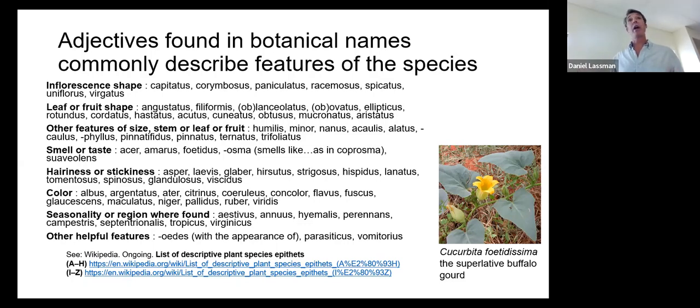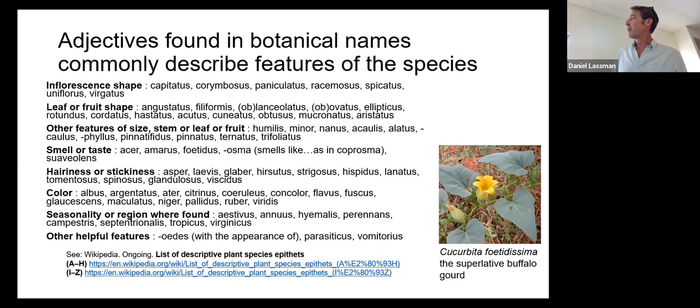And a lot of words describe hairiness. If you know a lot of words that describe hairiness or roughness or stickiness: viscidus means viscid, glandulosus means glandular. Levis, a common word in botany, means smooth. And then a lot of words describe color, seasonality, or where they're found. Annuus just means annual. And sometimes they describe other features. So vomitorius, the last word on the list, is something that induces vomiting.